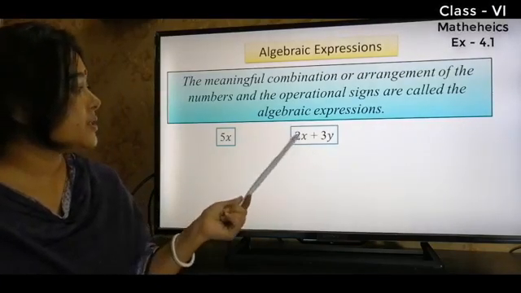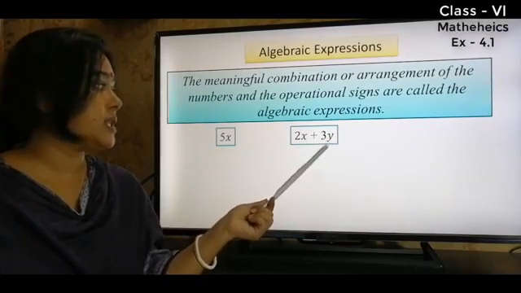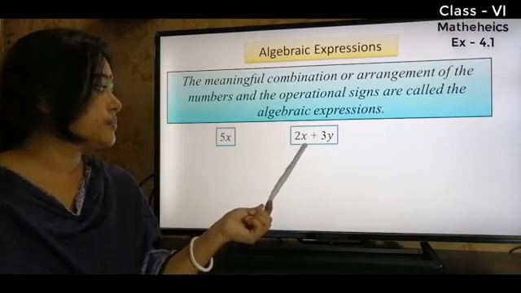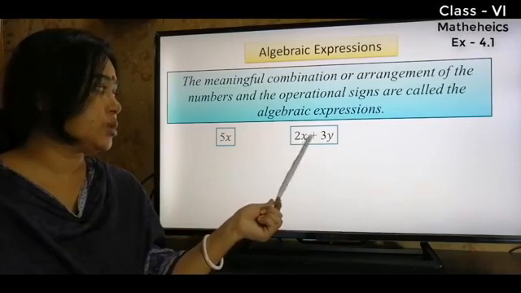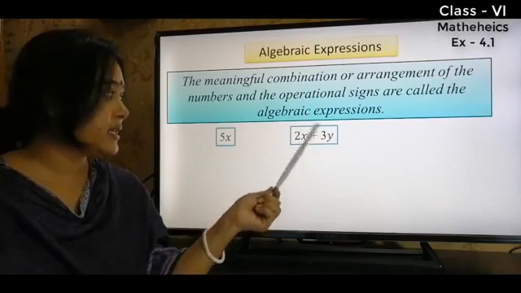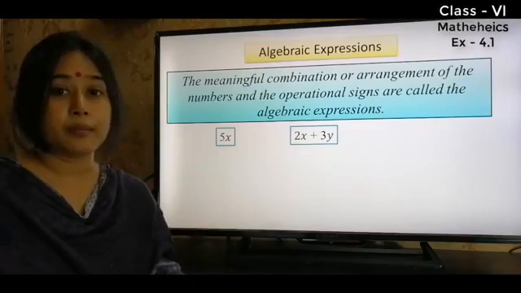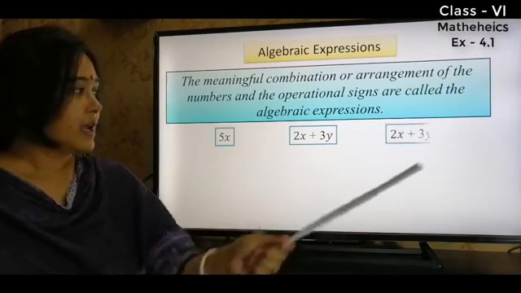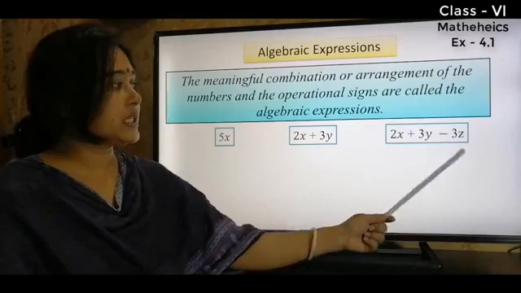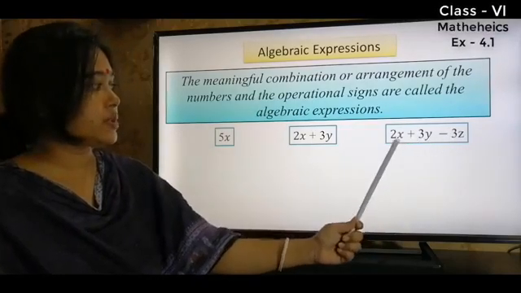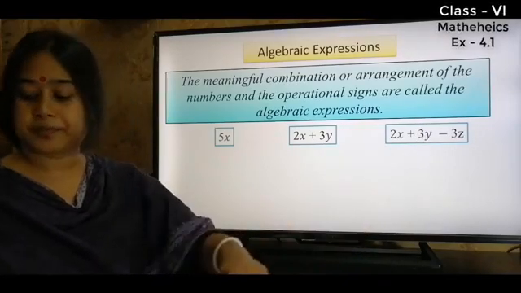Here another example is 2x plus 3y. So here you can see 2x means 2 times of x and 3y means 3 times of y. These two products are added in this algebraic expression. So this also has a meaning. And here is another example, 2x plus 3y minus 3z. So this 3z is subtracted from the total of 2x plus 3y. So this is also an algebraic expression.